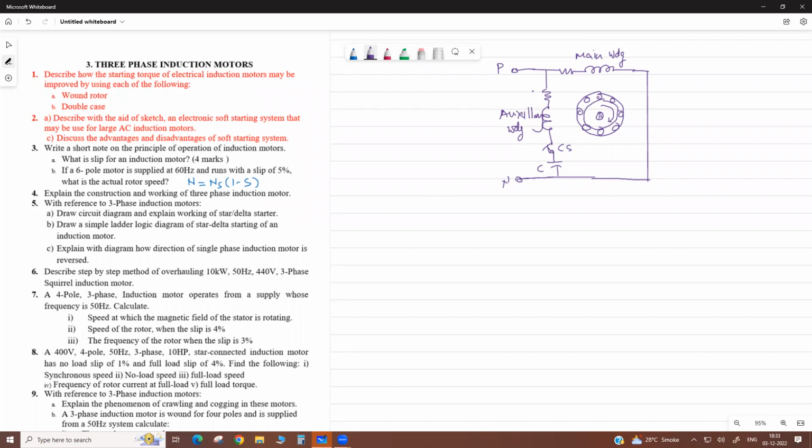By changing the polarity of either the main winding or the auxiliary winding, the direction of current changes. If you change the polarity at both phase and neutral, it will rotate in the same direction. We change the polarity of only one, either this or this. Mainly we prefer the auxiliary, in which the capacitor is connected.